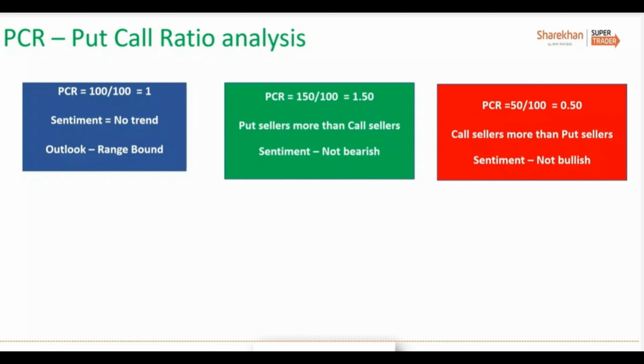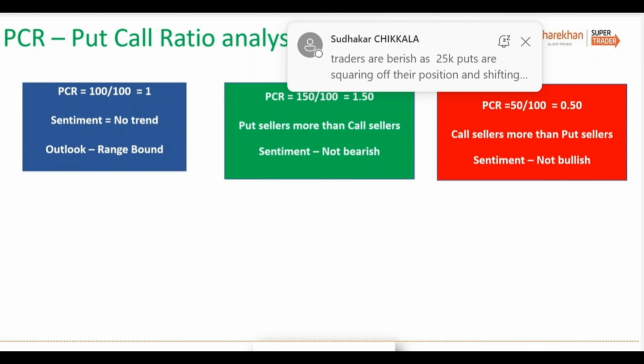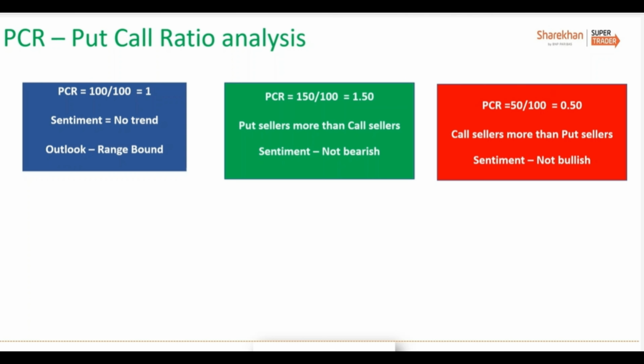You can't call it completely bullish, but it is definitely not bearish. And the other way around, if my put call ratio is less than 1, it means call sellers are more than put sellers, which means it's not bullish. It may not be bearish, but it is at least not bullish. Now please remember that PCR is 0.74 as per what I showed you. It shows it is not bullish, which means it might be bearish also.